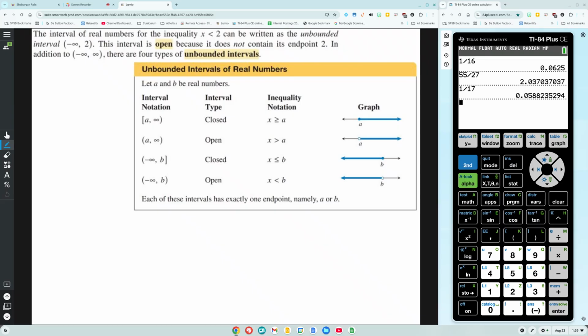In addition to negative infinity to positive infinity, there are 4 types of unbounded intervals. And again, that just means we go up forever to positive infinity or negative infinity. As we saw earlier, a closed dot is a bracket, which is a less than or equal to sign, greater than or equal to sign. An open dot is a parenthesis, which is a less than or greater than sign without the or equal to.